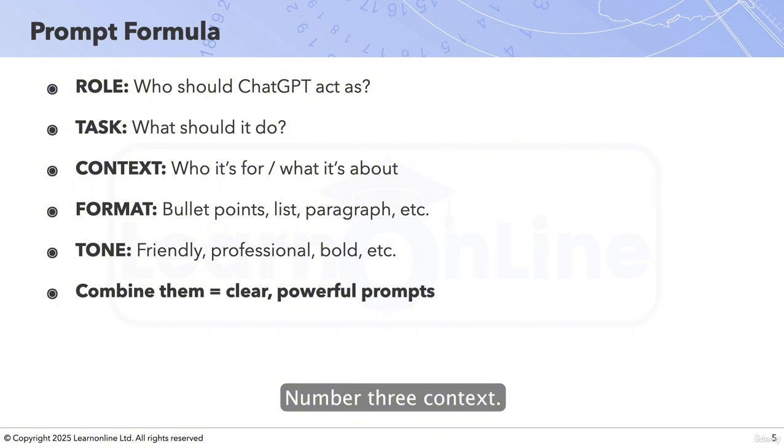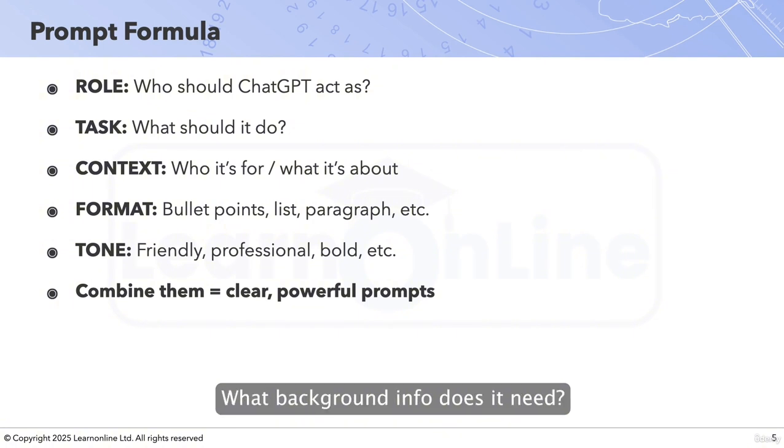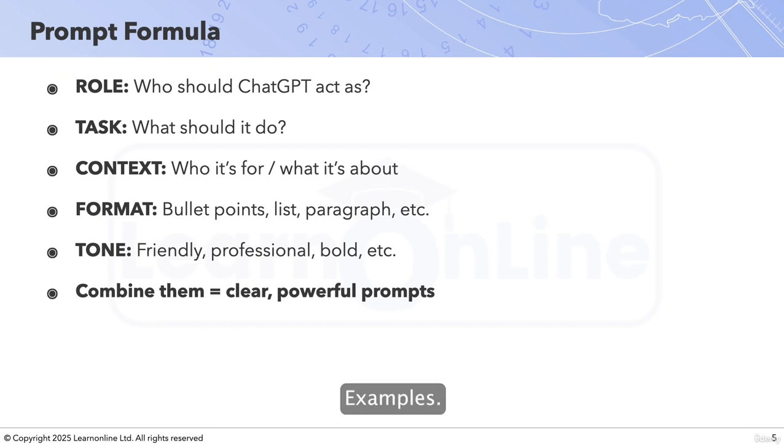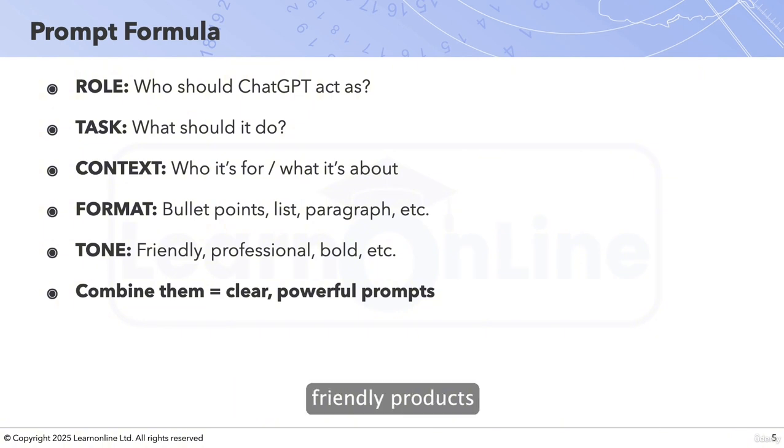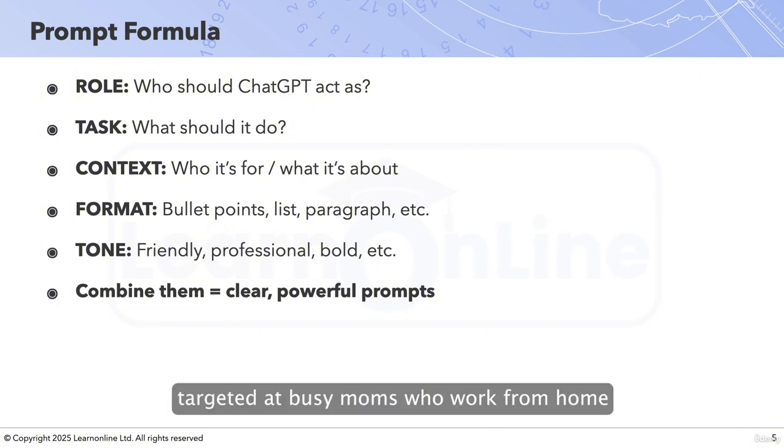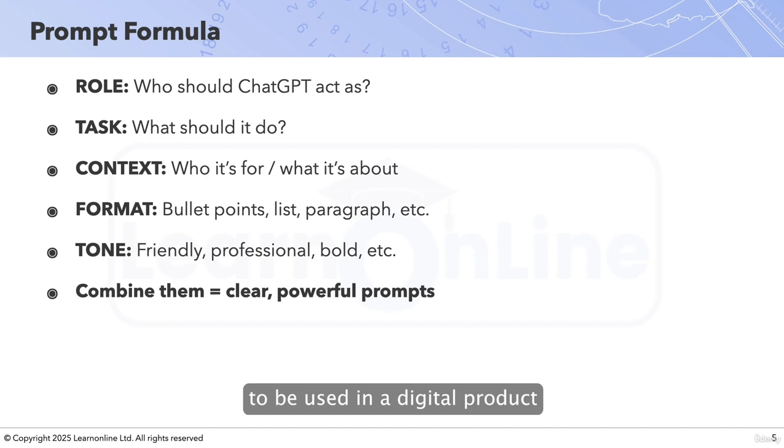Number 3. Context. What background info does it need? Just like a human, ChatGPT works better when it has the full picture. Examples. For a skincare brand that focuses on eco-friendly products, targeted at busy moms who work from home, to be used in a digital product for freelancers, explaining it to a 10-year-old. The more relevant info you provide, the more tailored the response will be.